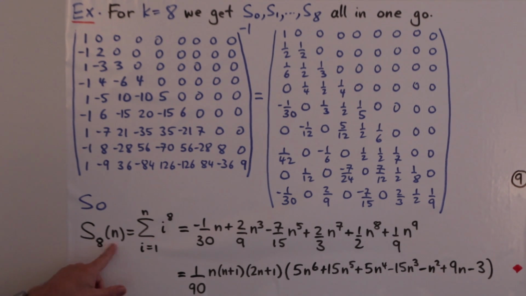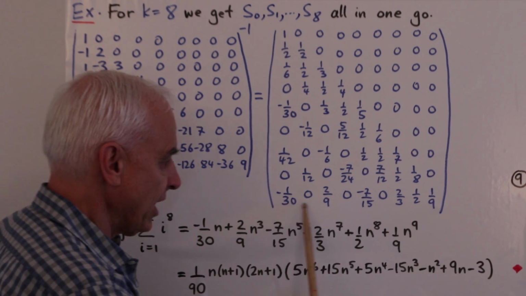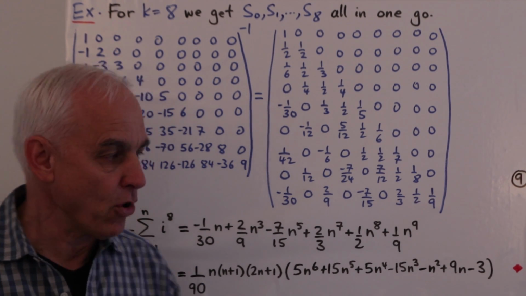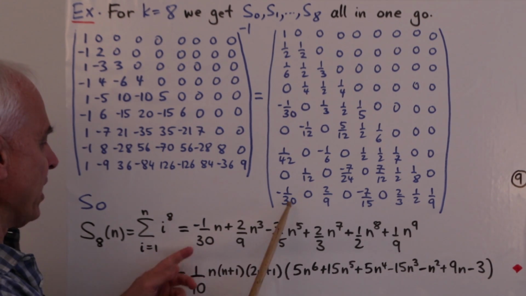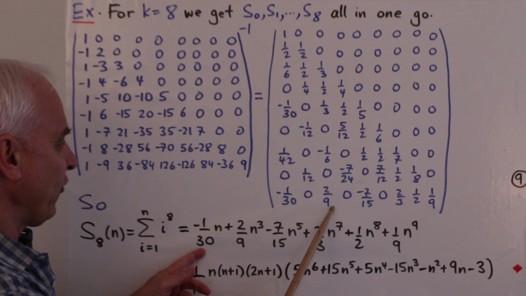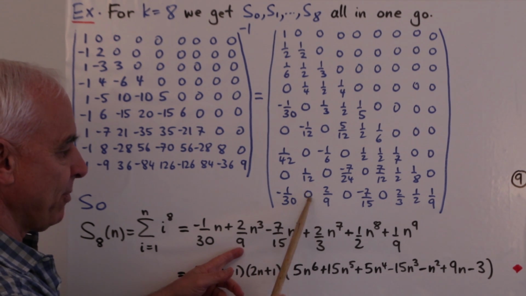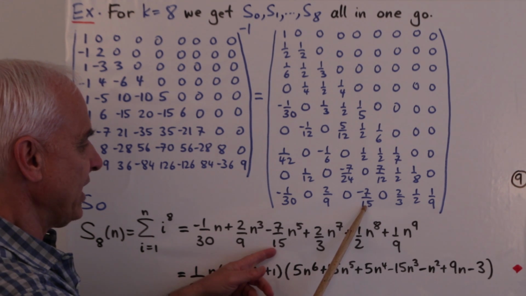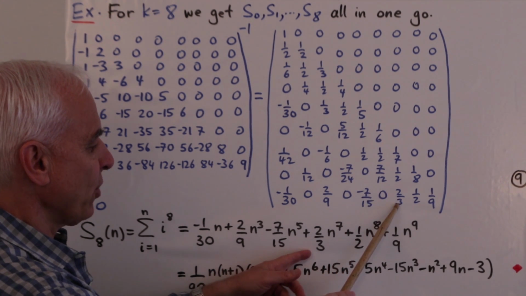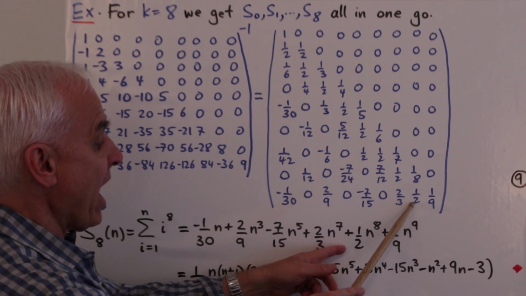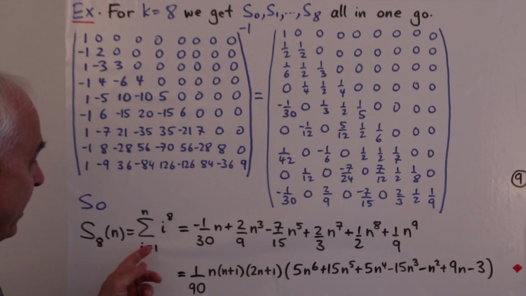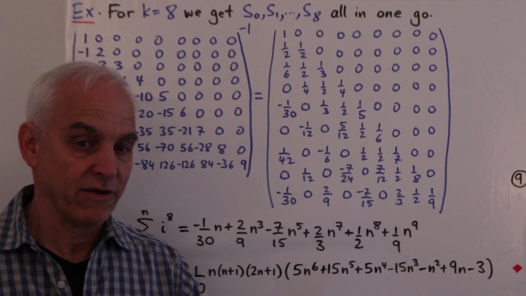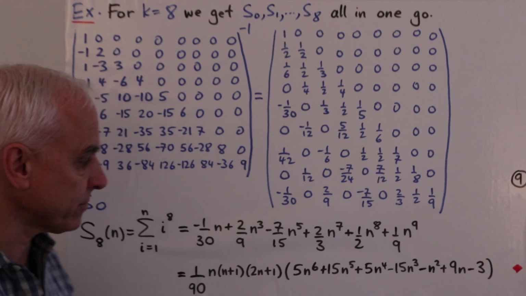So s8 of n, which is the sum from i equals 1 to n of i to the 8th powers, you can just read it off by going along the bottom row here. So with increasing powers of n, starting with n, minus 1 over 30 times n, plus 2 over 9 n cubed, we skip the n squared, minus 7 over 15 n to the 5th, plus 2/3 n to the 7th, then plus 1/2 n to the 8th plus 1/9 of n to the 9th. And that is a polynomial that Faulhaber would have had and Bernoulli also wrote down.